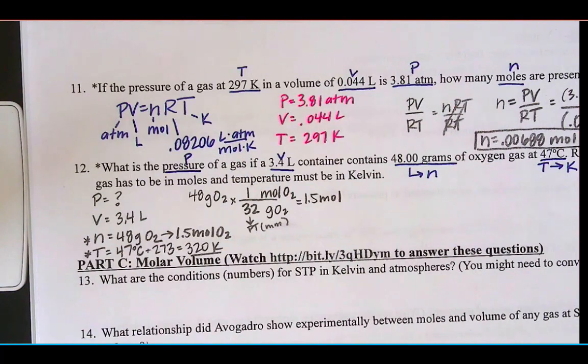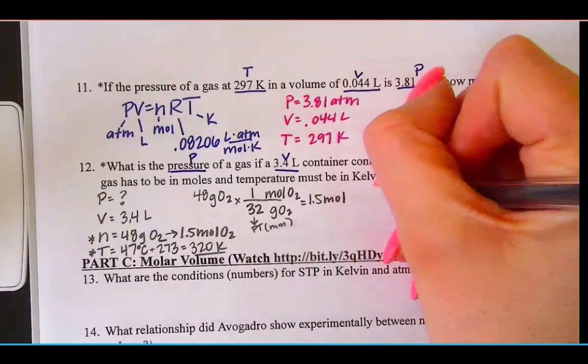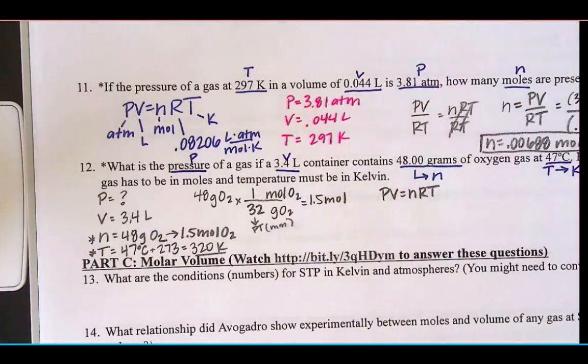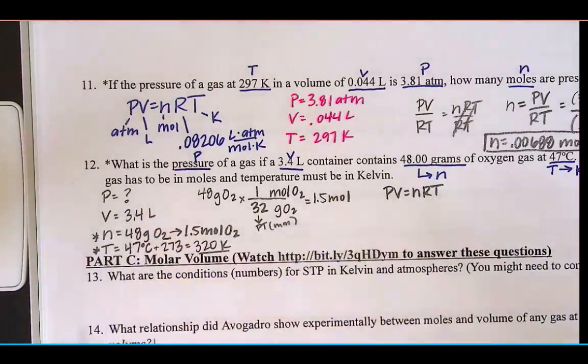So now we've converted our grams to moles, our temperature is in Kelvin, our volume is in liters. So now I'm going to look at the ideal gas law. PV equals nRT. My goal is to solve for pressure, so I need pressure on a side by itself. How do I get pressure on a side by itself?